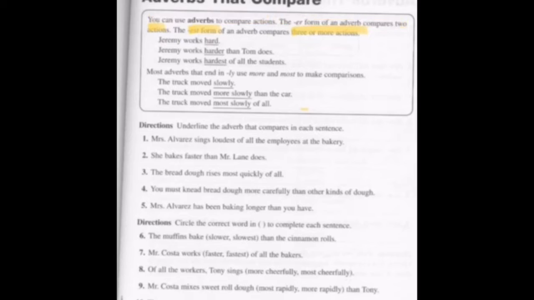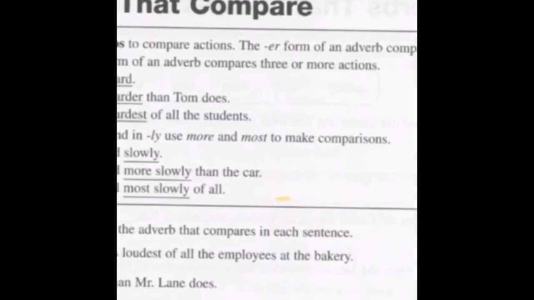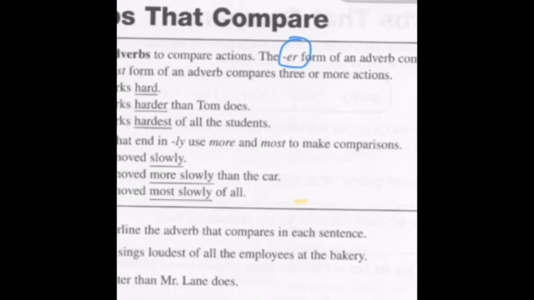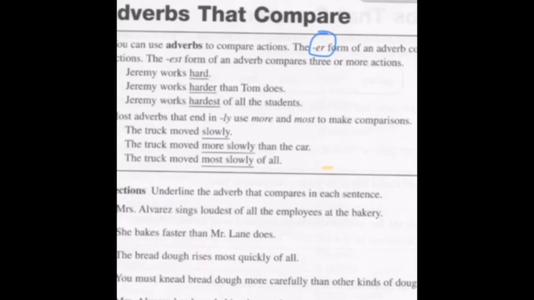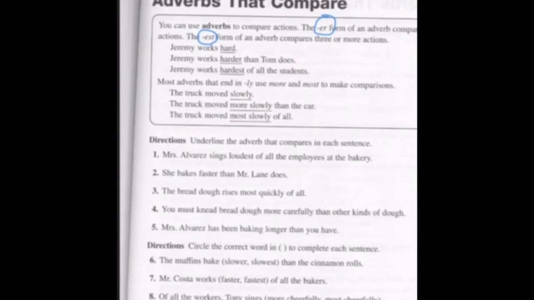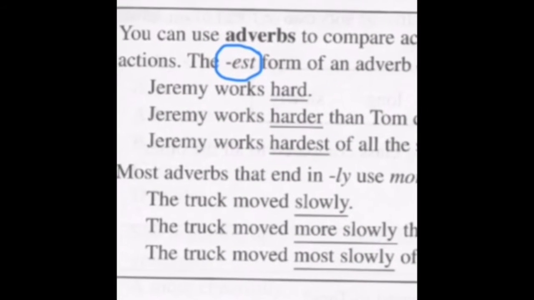Okay, so just like with adjectives, when we're comparing two things, we get ER. When we're comparing three or more, it's EST. And it's just the same thing we practiced with adjectives a little bit ago. So let's read a few examples.